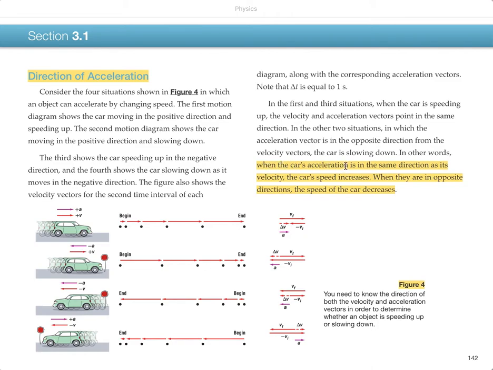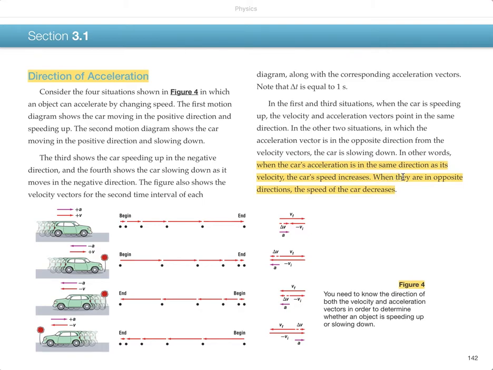When the car's acceleration is in the same direction as the velocity, the car speeds up. Let's see if that works. This is a speeding up one, right? And the velocity points to the right, and acceleration points to the right as well. How about this one? This one's speeding up. Velocity points to the left, and acceleration points to the left. So you can't say that a simple negative and positive mean you're speeding up and slowing down, because look, the acceleration vector changed directions, and in both cases we were speeding up.